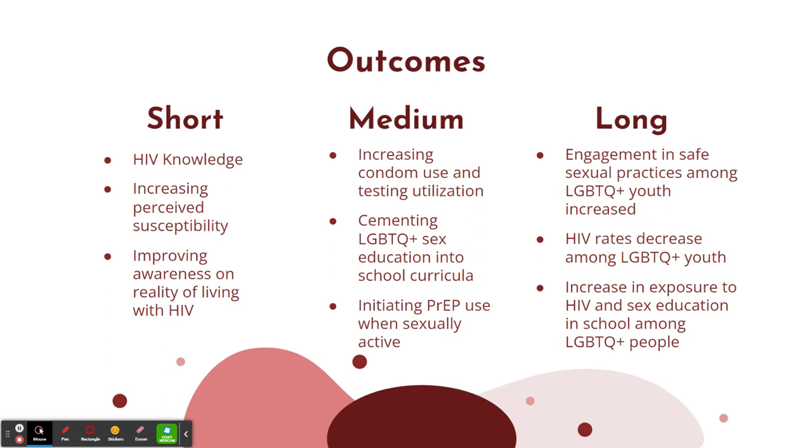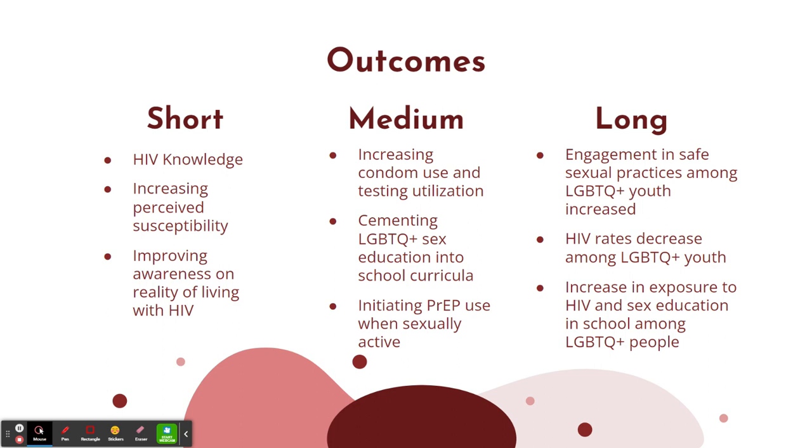I think many of us don't understand what that may look like, and so understanding how living with HIV looks contemporarily, today, may provide a little more awareness and influence decision making regarding sexual behaviors. So medium term outcomes will be increased condom use and testing utilization, because now they have that knowledge and they can apply that to their daily lives. And then again, cementing LGBTQ plus sex education into school curricula, whether it's at school specifically or statewide, and then initiating PrEP use when sexually active as well.